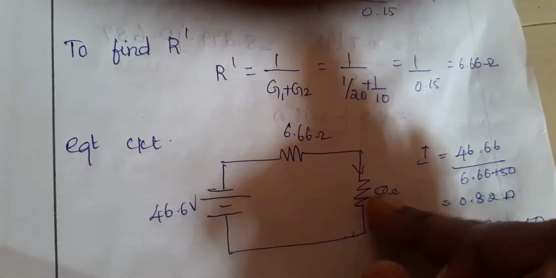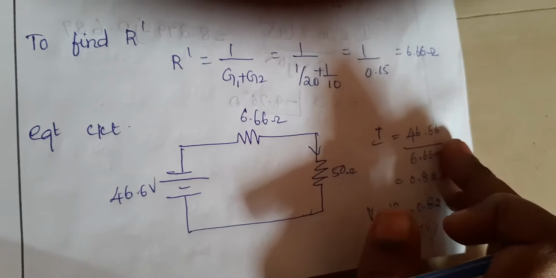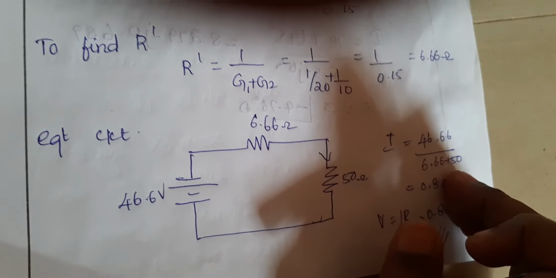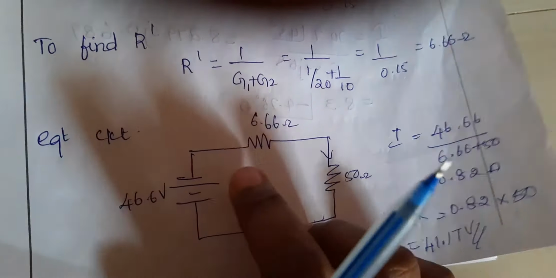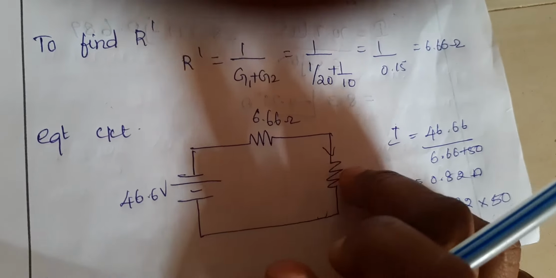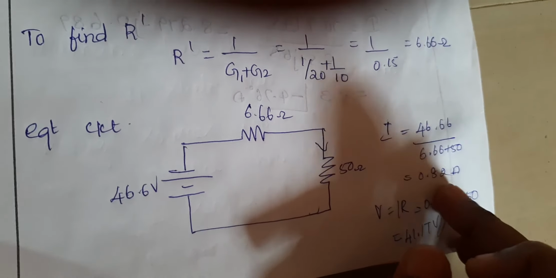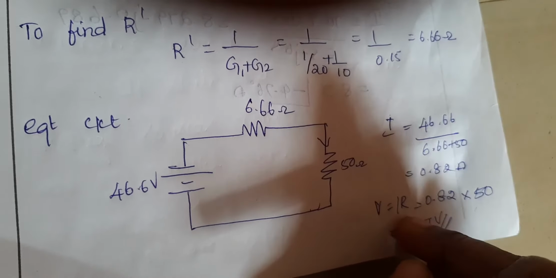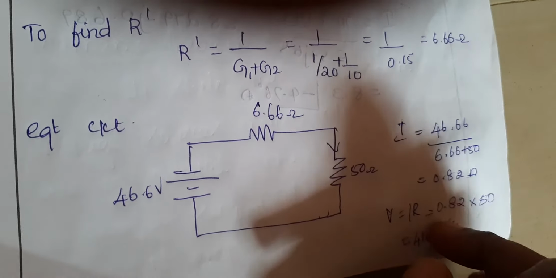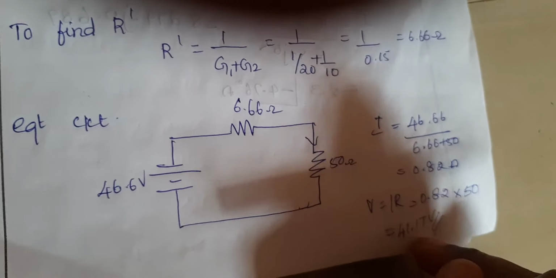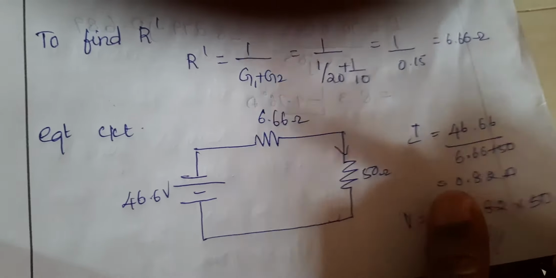So you want to find the voltage across the 50 ohm. I is 46.66 divided by these two resistors, 6.66 and 50. V by R, so I is equal to 46.66 divided by 56.66. What is the value? 0.82. To find the voltage, V is equal to I into R. We found I, and R is 50. So the answer is 41.17 volt.